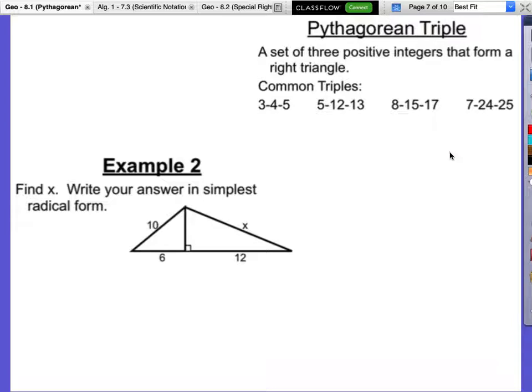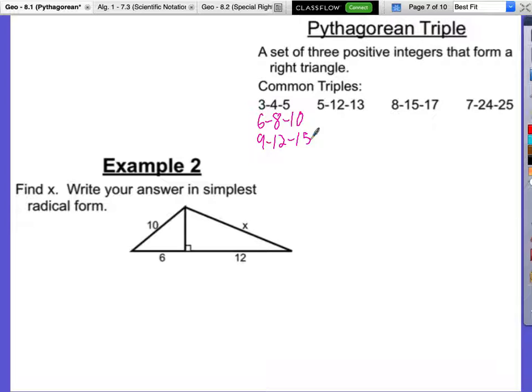These are our most common ones. Easy peasy. And you can also do multiples of them, so we can do 6, 8, 10, or 9, 12, 15. How did I get 9, 12, and 15? You just kept multiplying. Multiply by 3. So if you just memorize them, you don't ever have to do work.